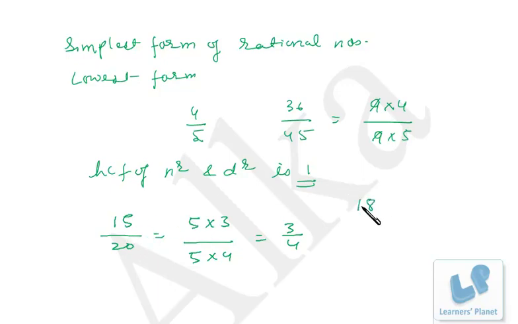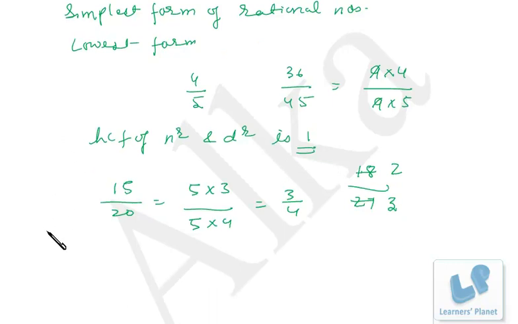Similarly, maybe 18 by 27. So 9 2s are 18, 9 3s are 27, right? So 2 by 3 is the simplest form of 18 by 27. We can see that the HCF of 2 and 3 is 1. Okay. So similarly, we can calculate the simplest form of a rational number, and maybe we can call it the lowest form as well.